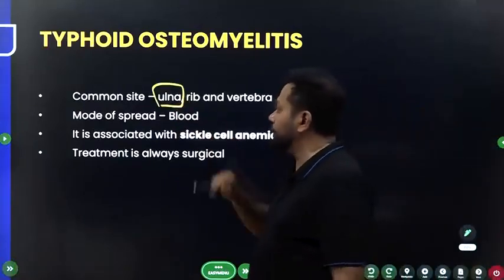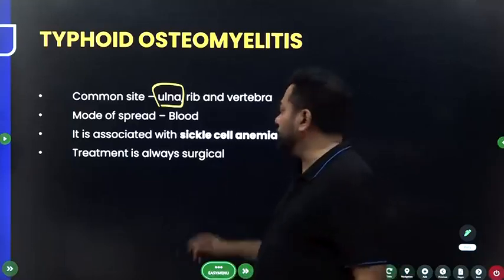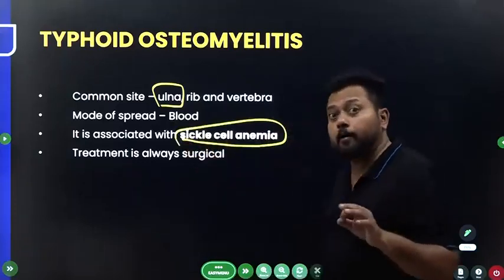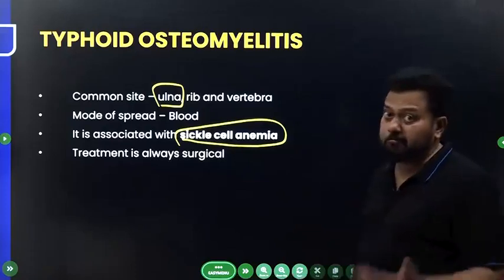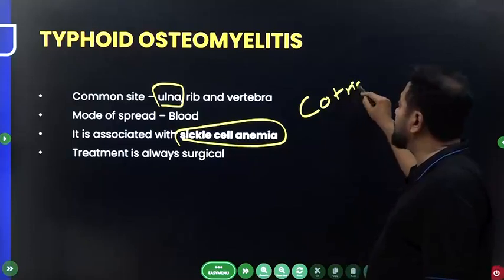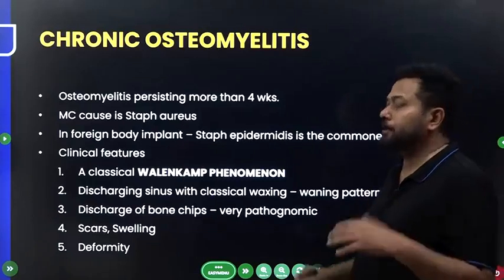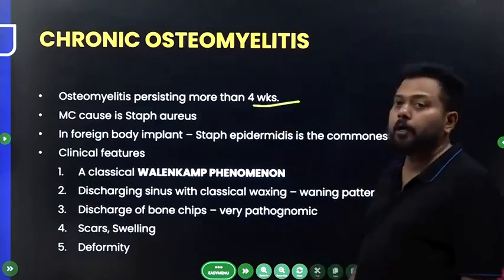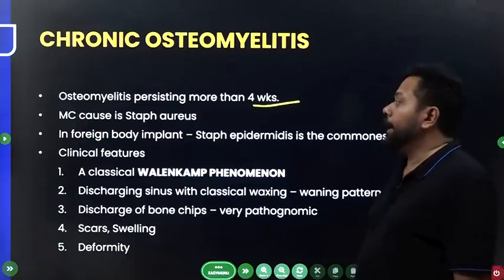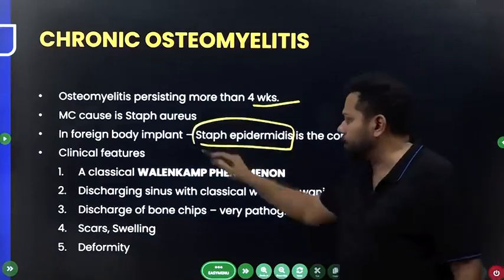This is a special point for you. Most of the time, whenever you come across typhoid osteomyelitis, kindly rule out sickle cell disease in that patient. And treatment of choice for salmonella osteomyelitis is surgical drainage. If at all you want to give a drug, you give cotrimoxazole. Already I told you, cotrimoxazole. And chronic osteomyelitis is persisting more than 4 weeks according to Waldvogel. That's called chronic osteomyelitis. Most common cause is Staphylococcus aureus. And in foreign body implant, it can be Staphylococcus epidermidis, otherwise called Staphylococcus albus.